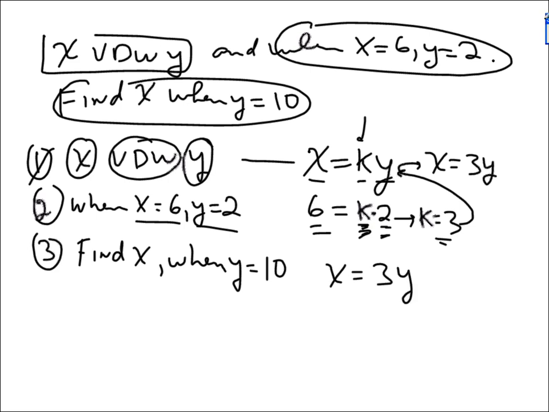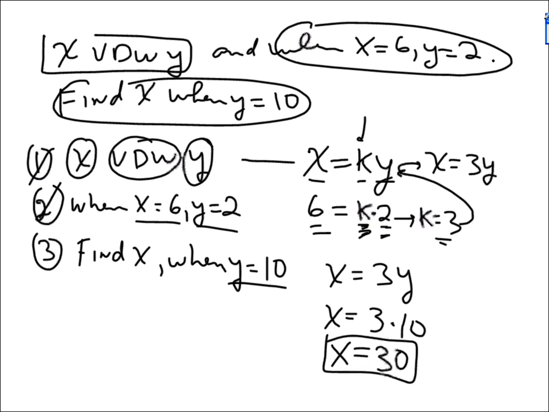And we've used the first 2 pieces of information. Now we use the third. Find x when y is 10. So x is equal to 3 times y. But I know what y is. It's 10. And y is not always 10. Y can be 5. Y can be anything. But when y is 10, x is 30. Is y always 10 and x equals 30? No, absolutely not. X equals 3y.